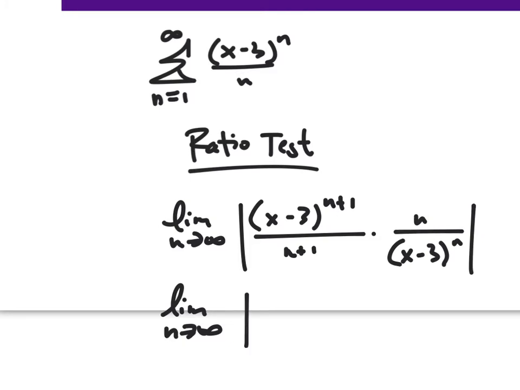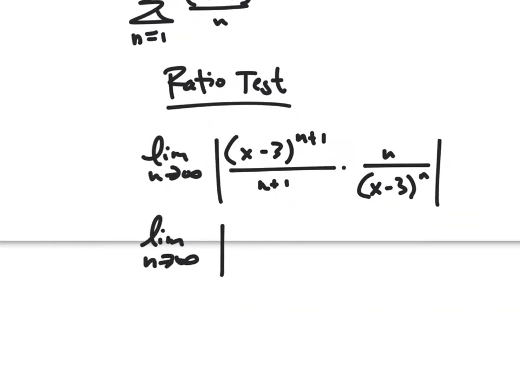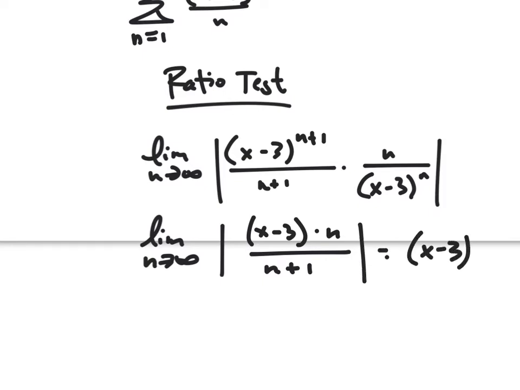If you haven't gotten privy to what's going on here yet with regards to expansion and then simplification, I'm going to get this times this over this, which will go to this. So what we would use here is the absolute value of x minus 3 less than 1. That tells me my radius here is 1.